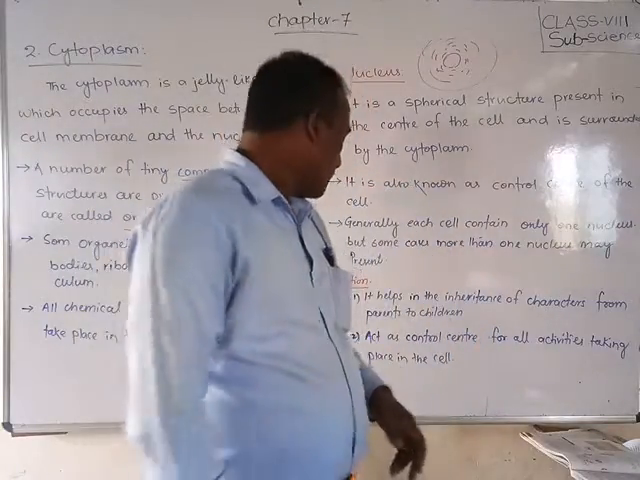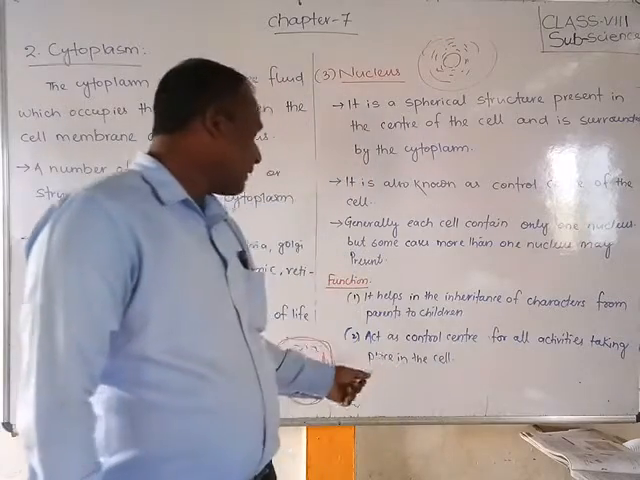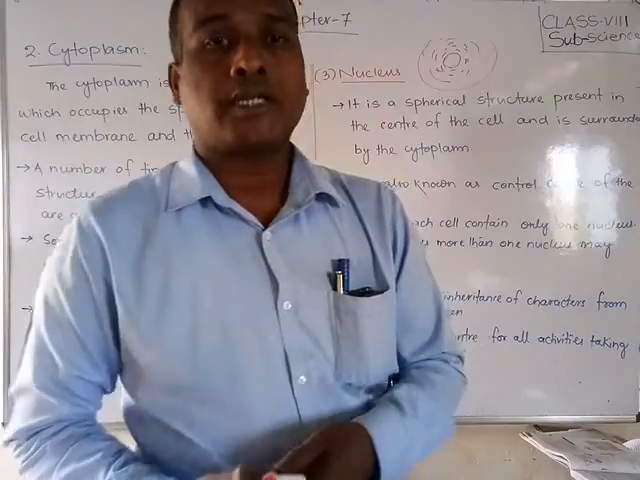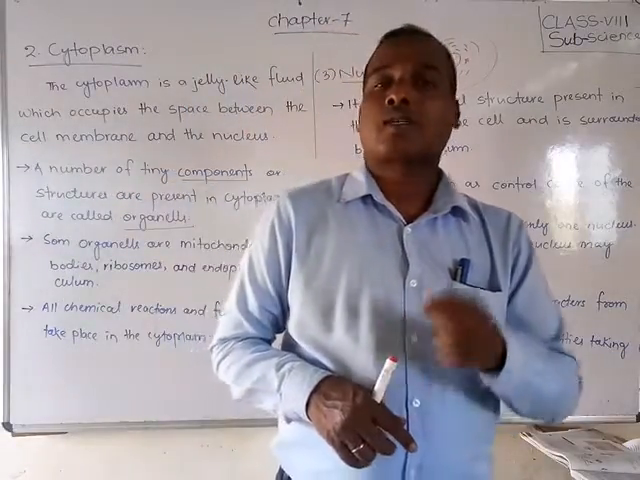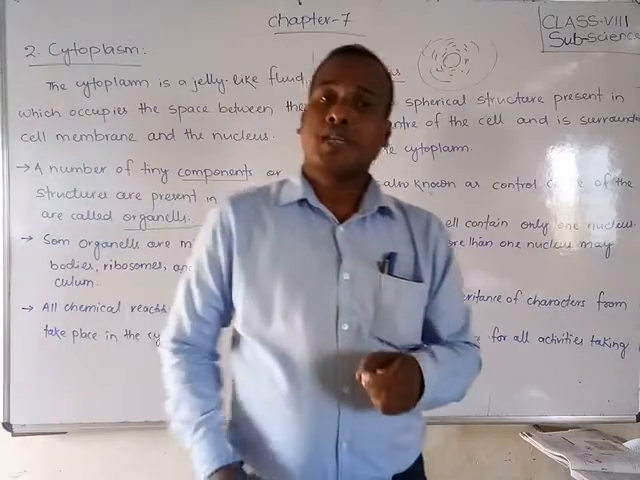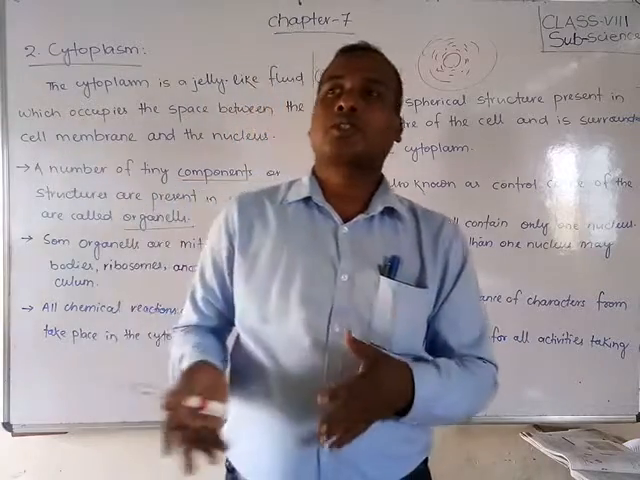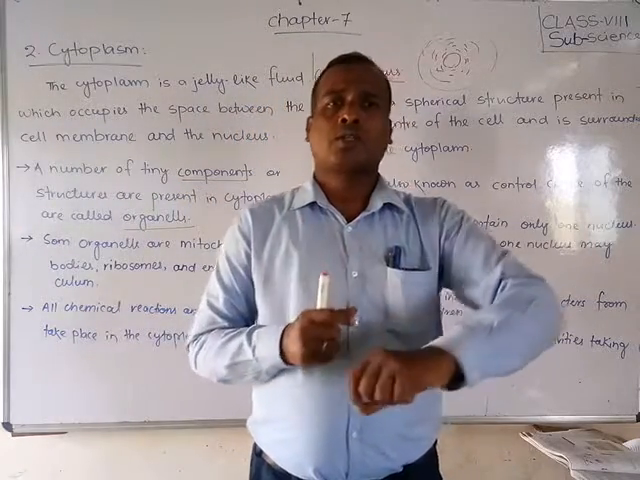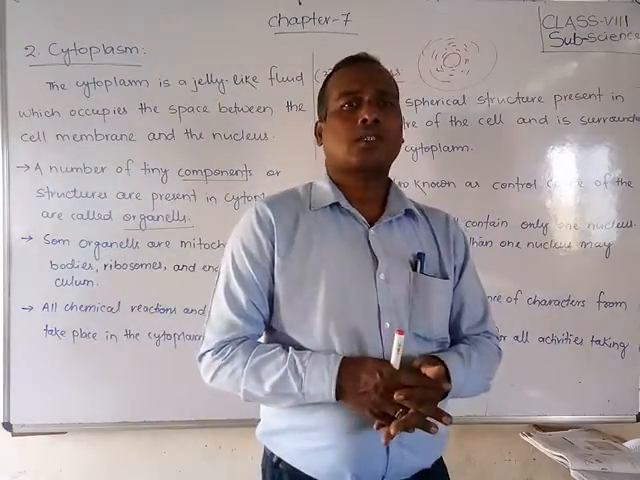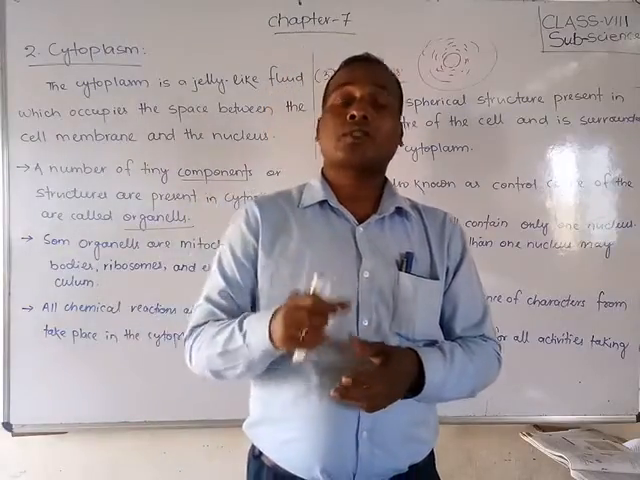Next, it is the control center for all the activities taking place in the cell. Whatever activities take place in the cell are controlled by the nucleus. Suppose diffusion, reproduction, whatever systems we find in the cell, they are controlled by the nucleus only. So these are the functions of the nucleus of the cell.